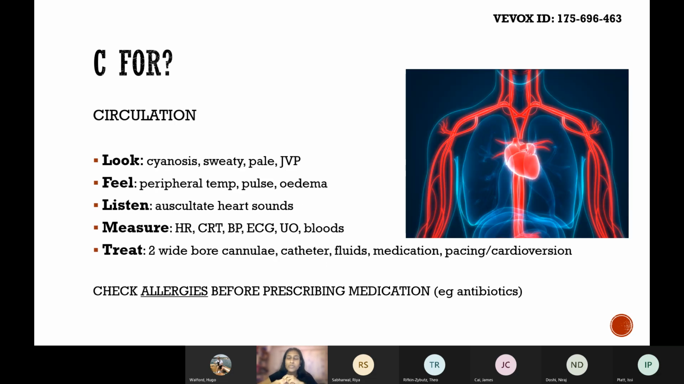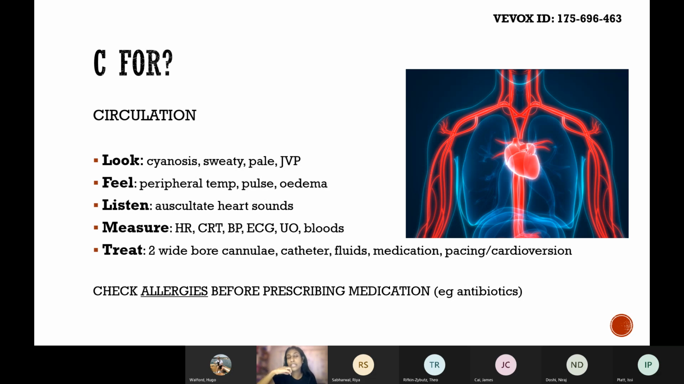Perfect. And we're going to move on to C. I know we've got a few more minutes before I hand over to Niraj, so we'll speed through the rest. So C stands for circulation, excellent. And you're going to be looking for, again, cyanosis. Are the patients sweaty, pale, and having a look at the JVP as well. Is it raised? That's a really important one.